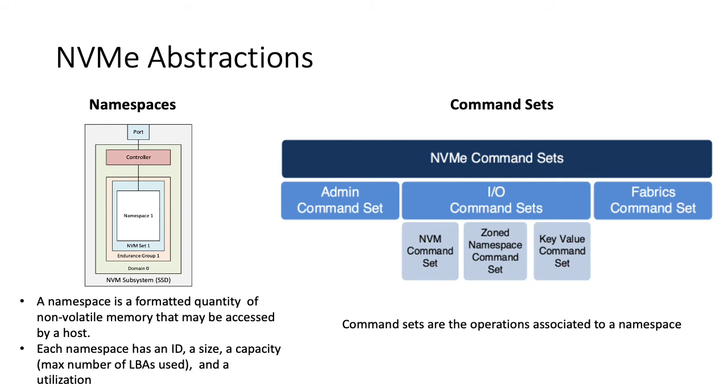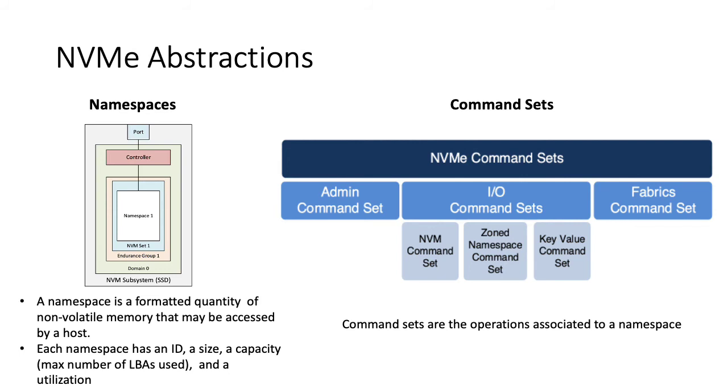In NVMe, there are basically administration command sets, Fabrics command sets, and most importantly for us, I/O command sets. There are basically three I/O command sets defined in NVMe 2.0. NVM, which is basically the traditional block device abstraction, so read and write. Then ZNS, the zoned namespace command set, and then the key value command set.